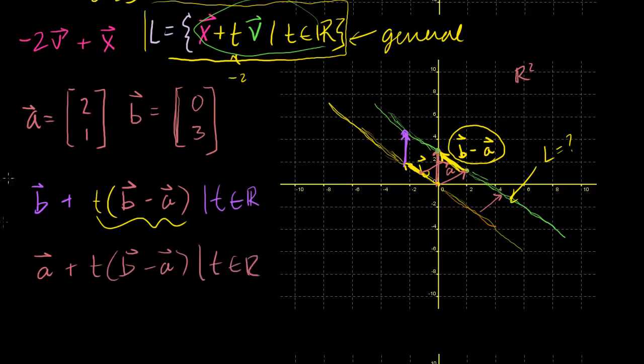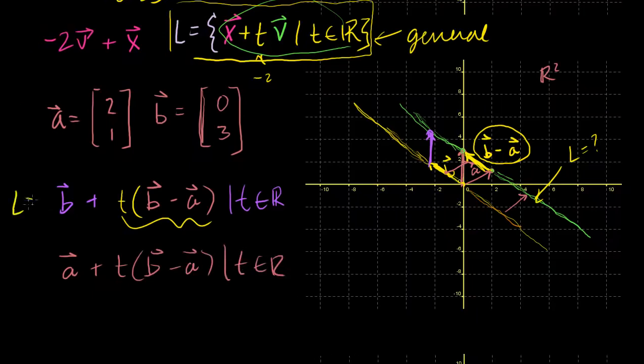Now, my definition of my line could be either of these things. The definition of my line could be this set, or it could be this set. All of this seems very abstract, but when you actually deal with the numbers, it becomes very simple. It becomes arguably simpler than what we did in Algebra 1. So this L, for this particular case of a and b, let's figure it out.